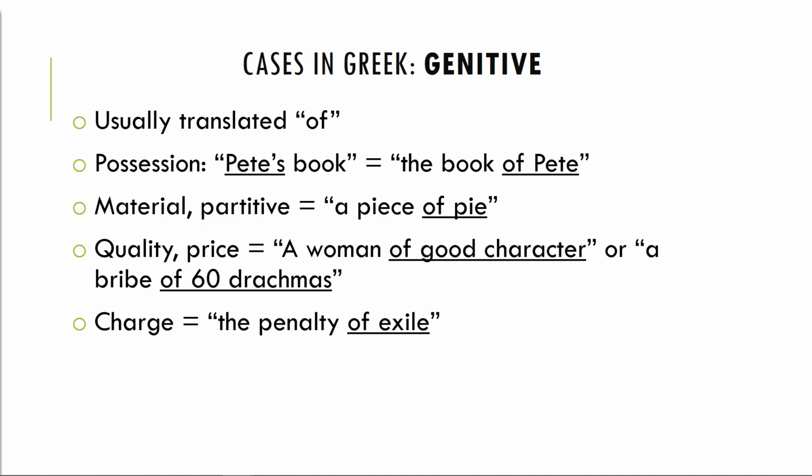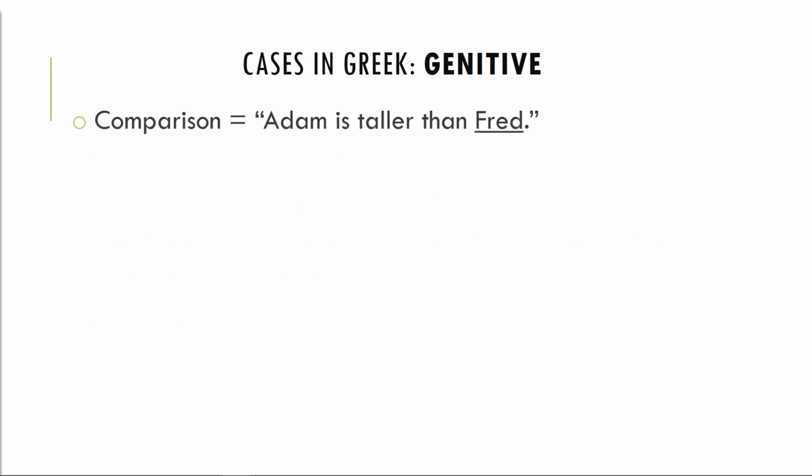In a legal context, the penalty of exile, you charge someone in the accusative with something in the genitive. We also have comparison. If you want to say Adam is taller than Fred, you can just take Fred and throw it into the genitive. And if it's next to a comparative, an -er form of an adjective, then you know that that genitive is going to be comparison.